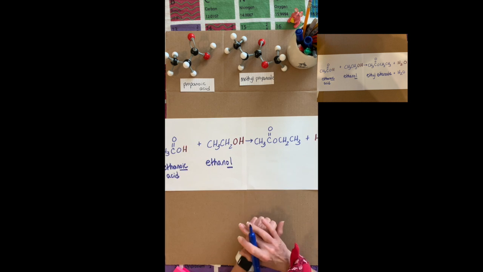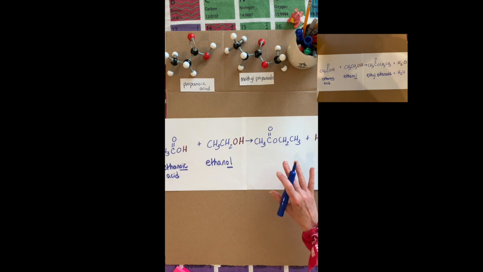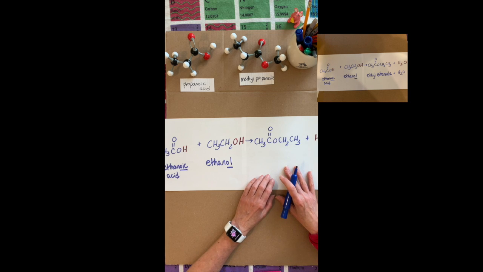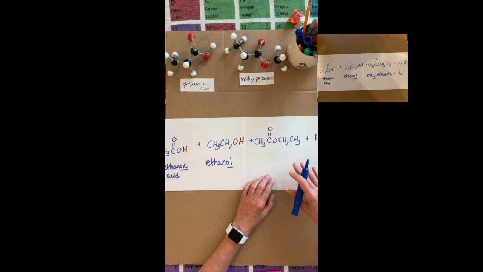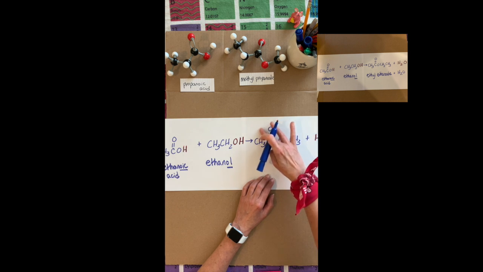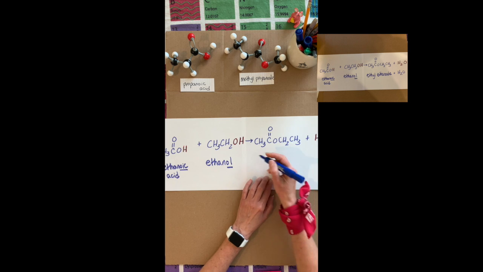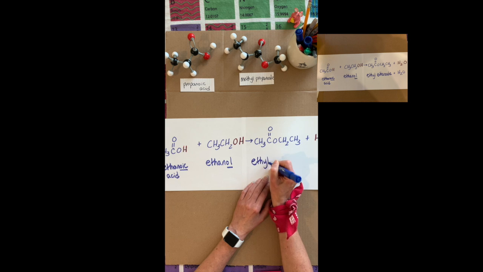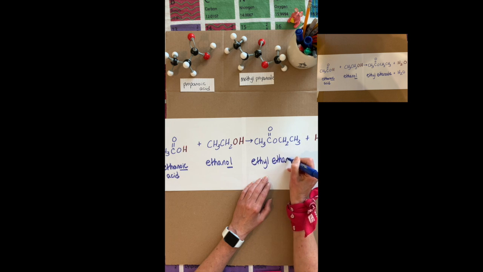Notice how these words have different suffixes, and that's all in table R. If you look carefully at table R, you're going to note that this would categorize as an ester. So what is this? You've got 2 carbons here, 2 carbons there. Oh, ethyl ethanoate.